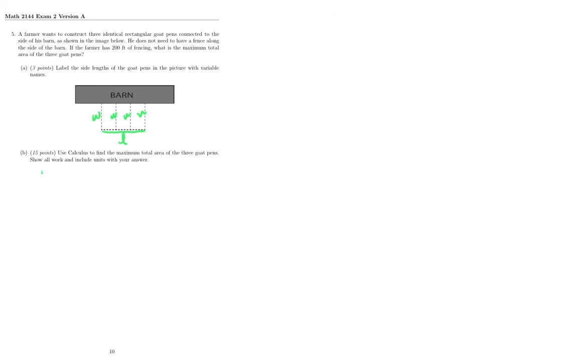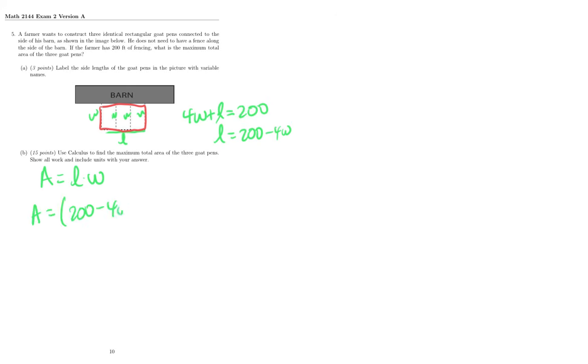So I know the area of the pens is going to be equal to the length times the width, because I'm just really looking at the area of this thing here. But I also know that 4W plus L needs to equal my total amount of fencing, 200. So L is equal to 200 minus 4W. So the area is equal to 200 minus 4W times W. So the area is equal to 200W minus 4W squared.